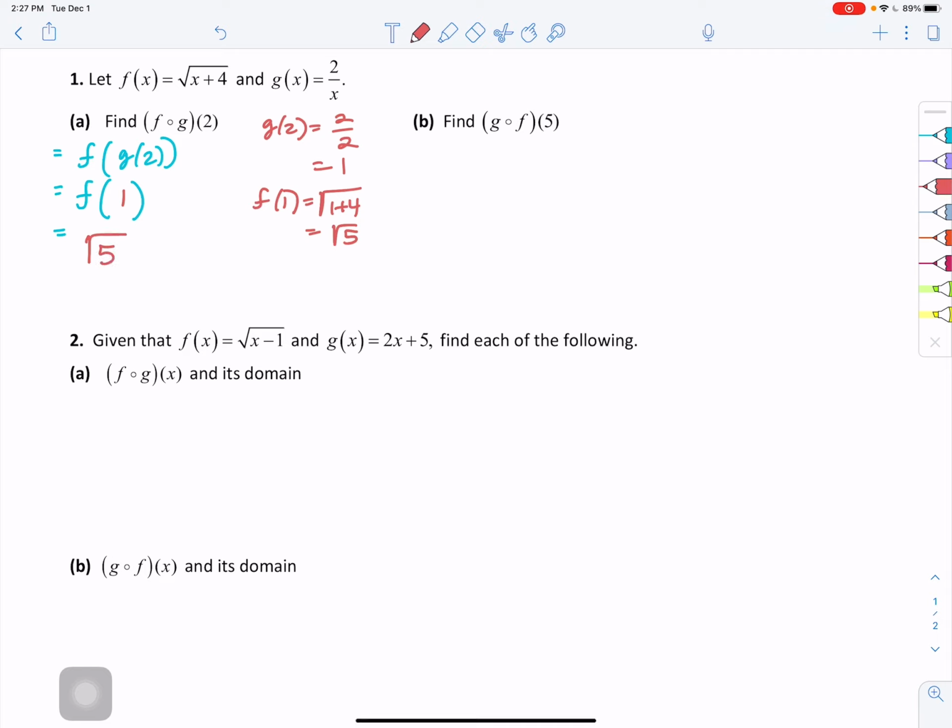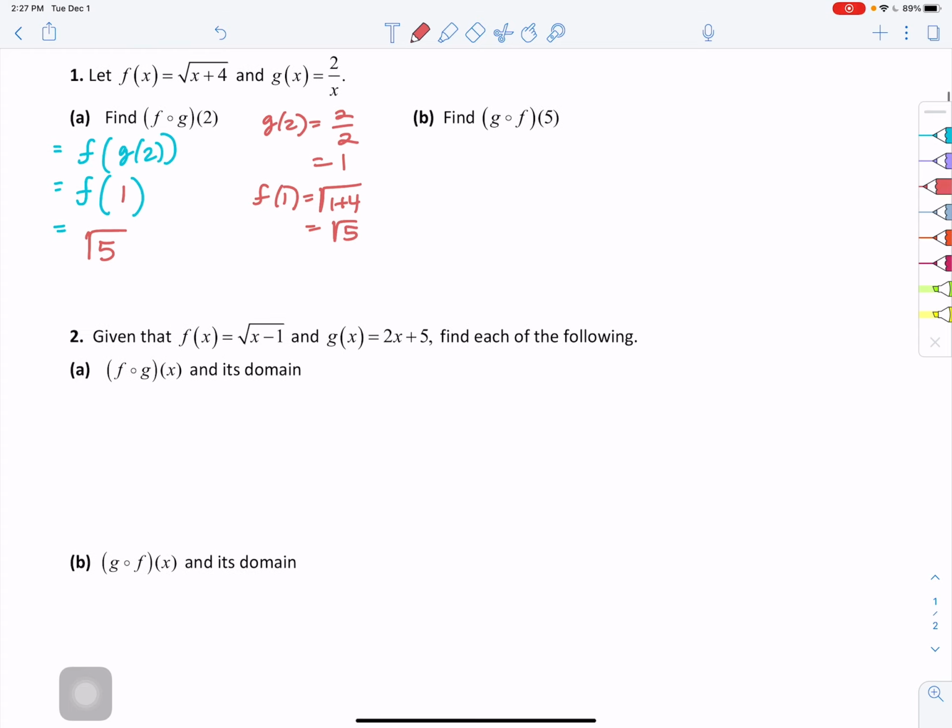Okay, let's compose g composed with f. So g composed with f of 5 is g of f of 5. G of, and now I'm going to go somewhere else on my paper and find f of 5. And f of 5 is the square root of 5 plus 4, square root of 9, which is 3.